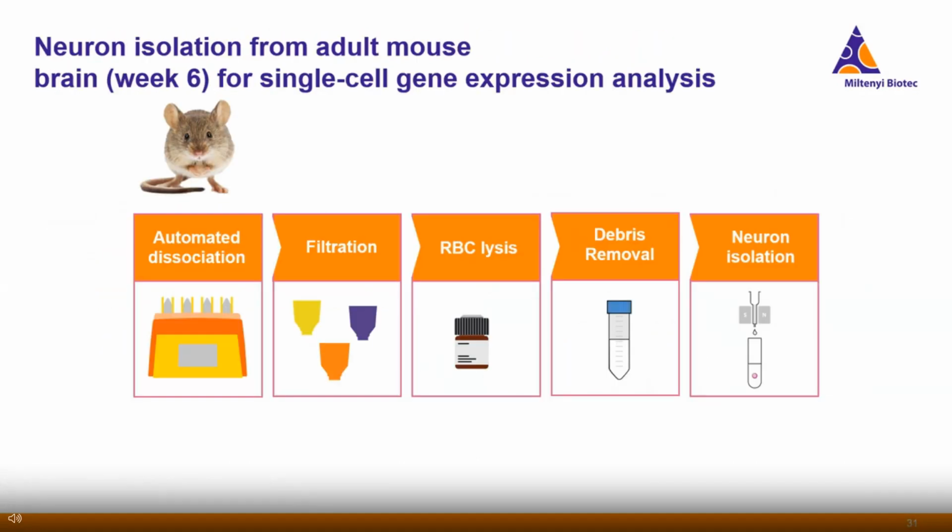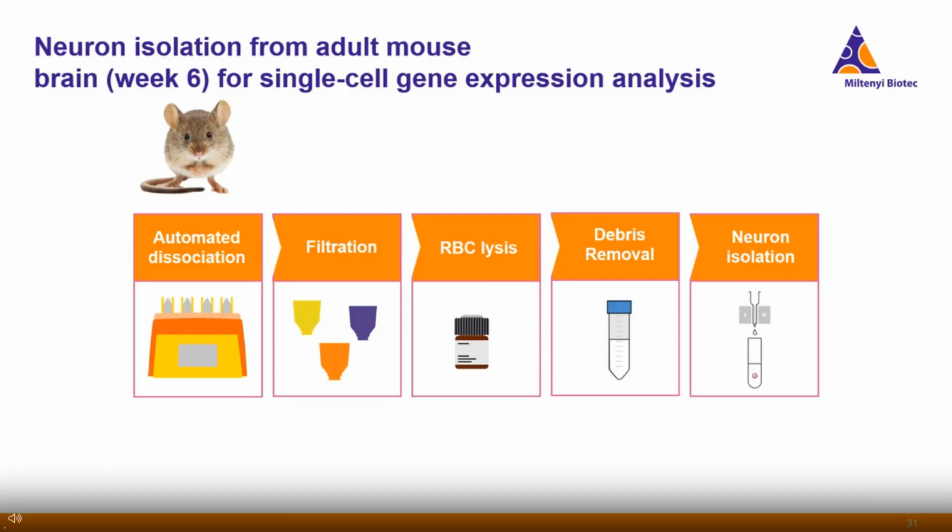Let's look at neurons from adult mouse brain as one final example of the differences in cell proportions between cell and nuclei preps. In this experiment that we performed in-house, mouse brain was dissociated with the gentleMACS Octo Dissociator with Heaters and the Adult Brain Dissociation Kit. The cell suspension was then filtered with a 70 micron strainer, red blood cells were lysed, and debris was removed with a debris removal solution.